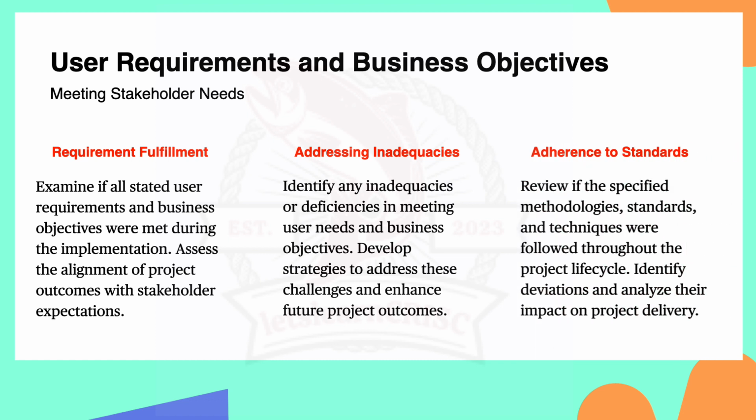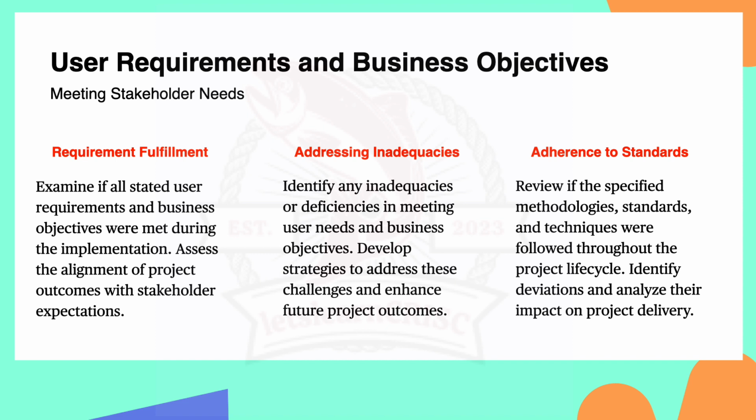Moving next, about adherence to the standard. In this, the point to be considered is to review if specified methodologies, standards, and techniques were consistently followed. Similar to checking if a recipe was followed correctly, did the project stick to the agreed upon demands, or were there deviations that affected the final outcome? So in simpler terms, for user requirements and business objectives, the post implementation review involves making sure everything on the project shopping list was obtained, addressing any missing pieces, and checking if the agreed upon methods were consistently followed.